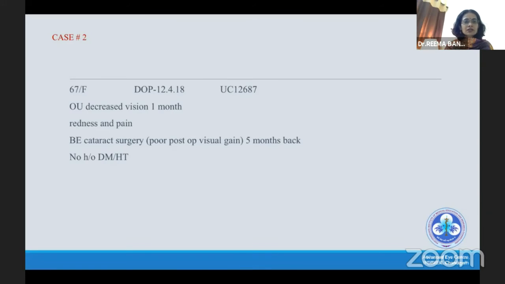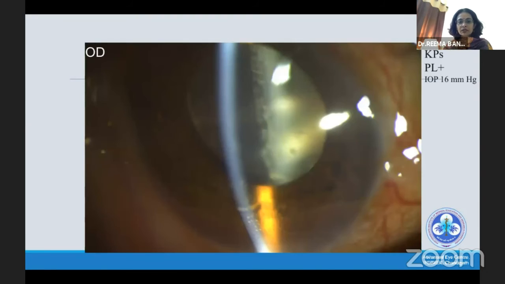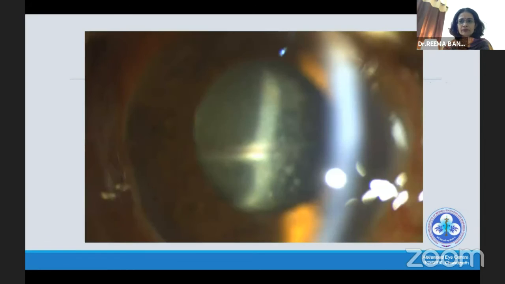The second case is of a 67-year-old female who presented with decreased vision since a month, had redness and pain, and she had undergone cataract surgery 5 months back, but with poor post-op visual gain. She did not have any systemic comorbidities. Now, when we saw her right eye, you can see there are keratic precipitates, and the vision was just light perception. There is dense inflammation even at the back of the IOL. You can see the pressures were normal.